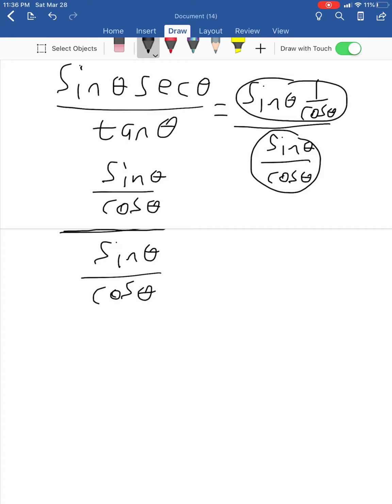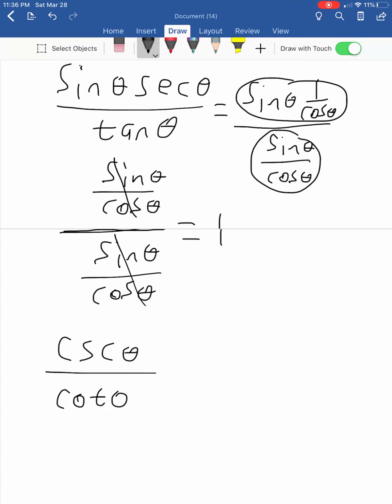So just using an algebra rule now, anything over itself cancels out to be 1. So this one reduces down to 1. So a few more here. Cosecant over cotangent. So let's think about how we want to rewrite this.